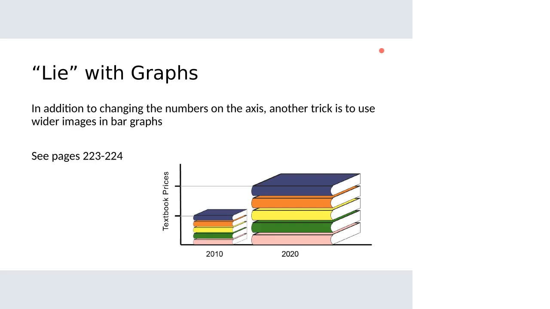There are some examples of this on pages 223 and 224 that you can take a look at. The key here is there are a couple of different ways that you can manipulate a graph to sort of illustrate a point that you're trying to make. And I would just want you to be aware of those.